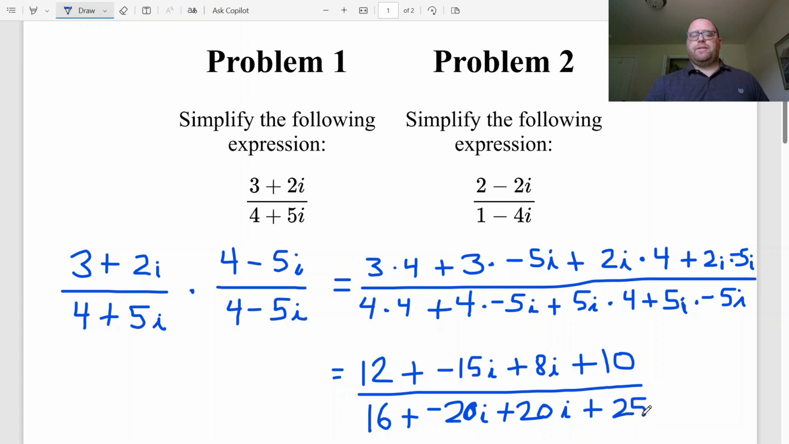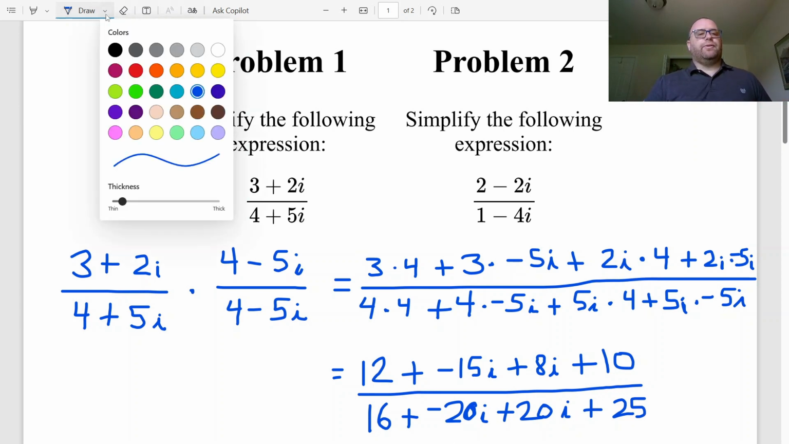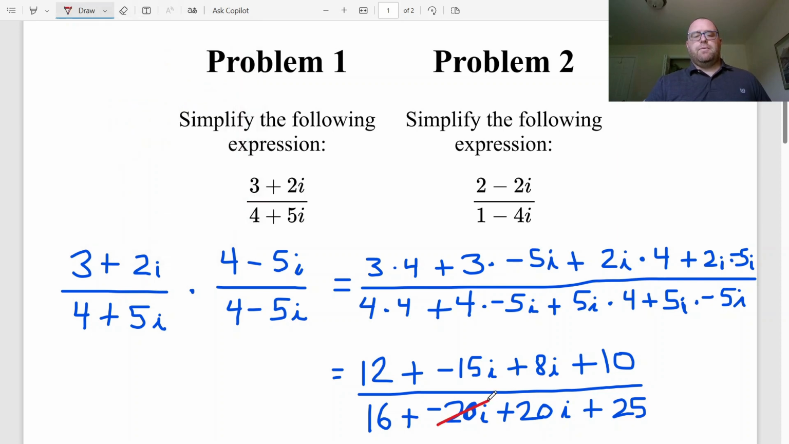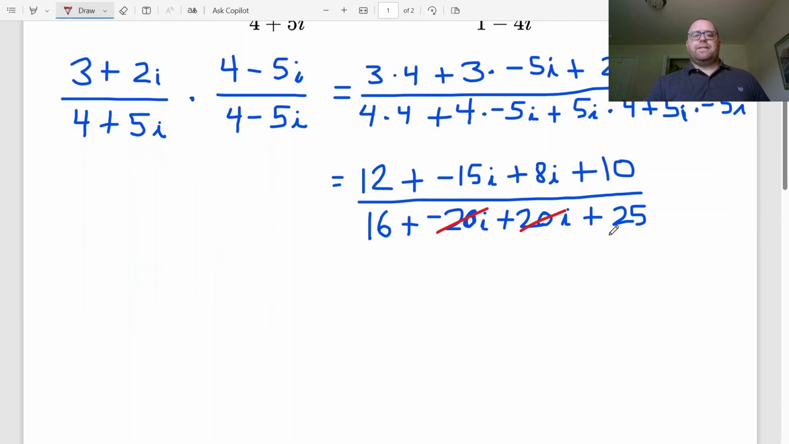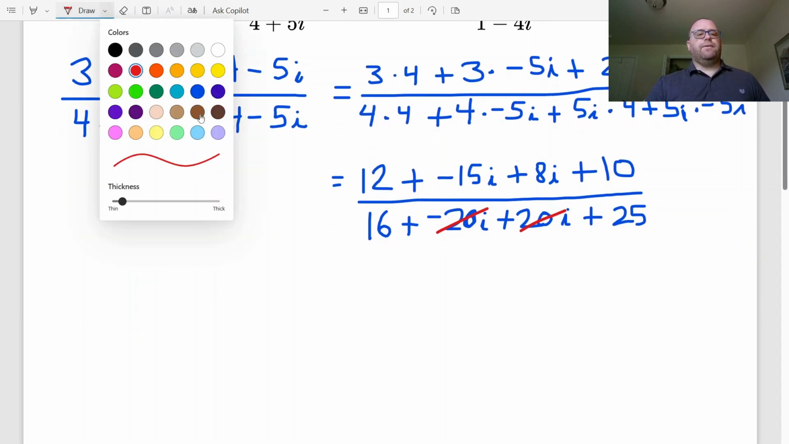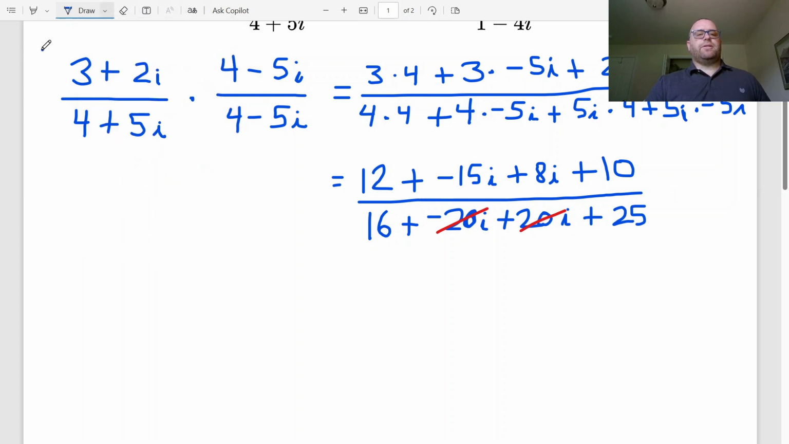So what happens here when we multiply the denominator by the complex conjugate of the denominator, the i's will cancel out and we're left with just a real number. So both the minus 20i and the plus 20i will cancel each other out. We're left with only 16 plus 25. So we can start to simplify this now.